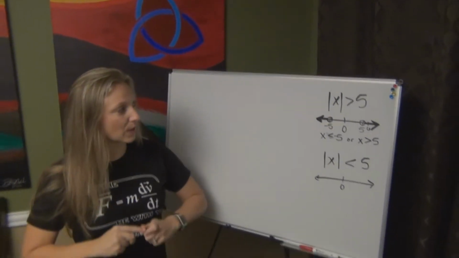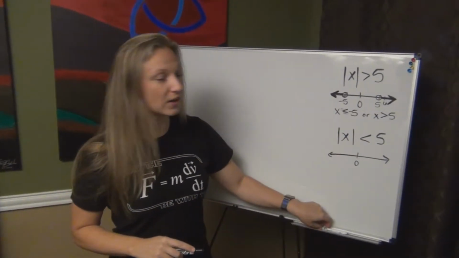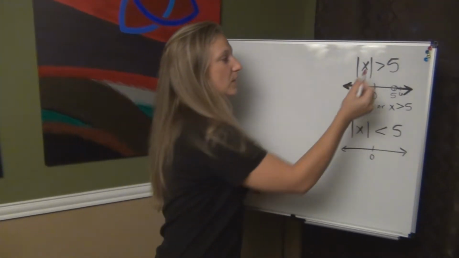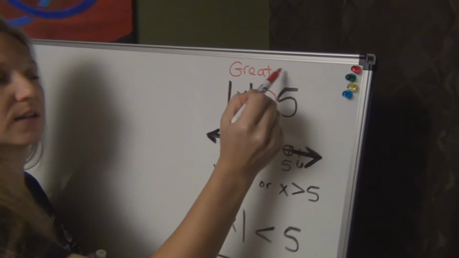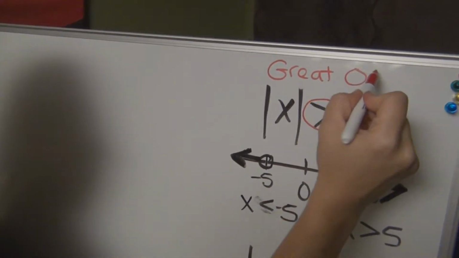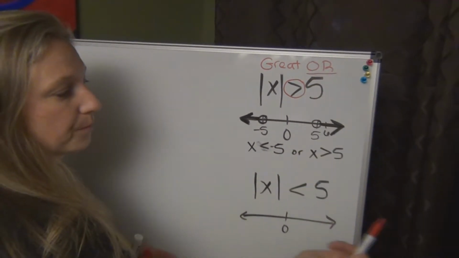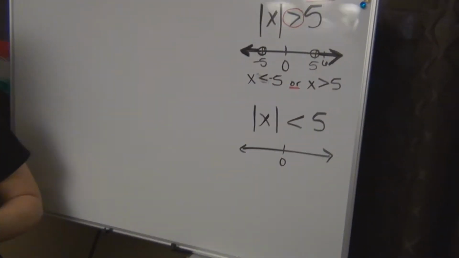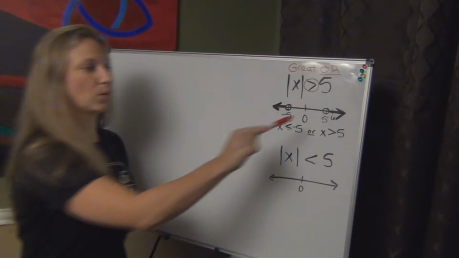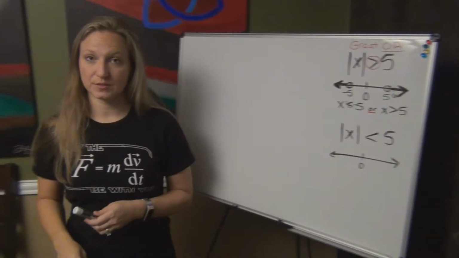So anytime we have an absolute value with a greater than, how we remember this is we say if it's greater, then we're going to have an or. That's how we're going to set up any of our greater than inequalities, and we will always have tails pointing out.